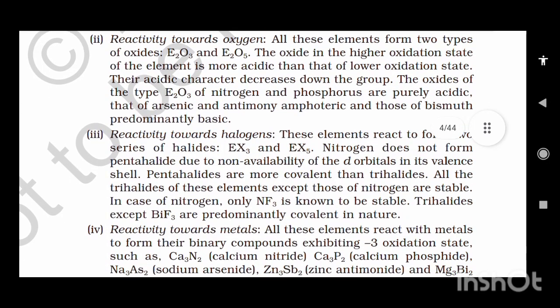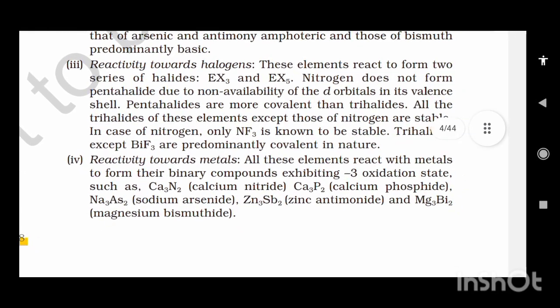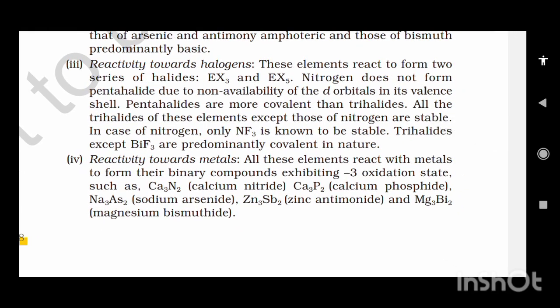Reactivity towards halogens. These elements react to form two series of halides, EX3 and EX5. Nitrogen does not form pentahalides due to the non-availability of d orbitals in its valence shell. Pentahalides are more covalent than trihalides. All the trihalides of these elements except those of nitrogen are stable. In the case of nitrogen, only NF3 is known to be stable. Trihalides except BiF3 are predominantly covalent in nature.